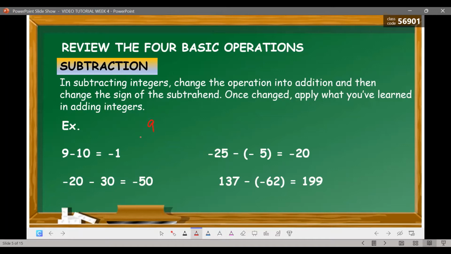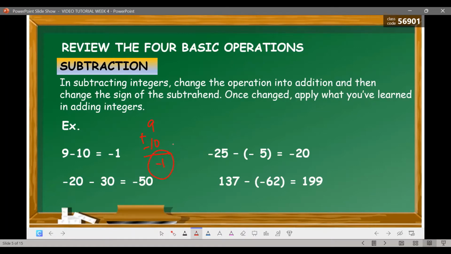Okay, 9 minus 10. So according to the rule, we're going to change the operation from subtraction to addition. So let's make this plus. And then change the sign of the subtrahend. The subtrahend is positive 10, so we're going to change it to negative 10. Okay, so then subtract 9 and 10, so we have 1. Then the sign of the number with bigger absolute value is negative. That's why the answer is negative 1.